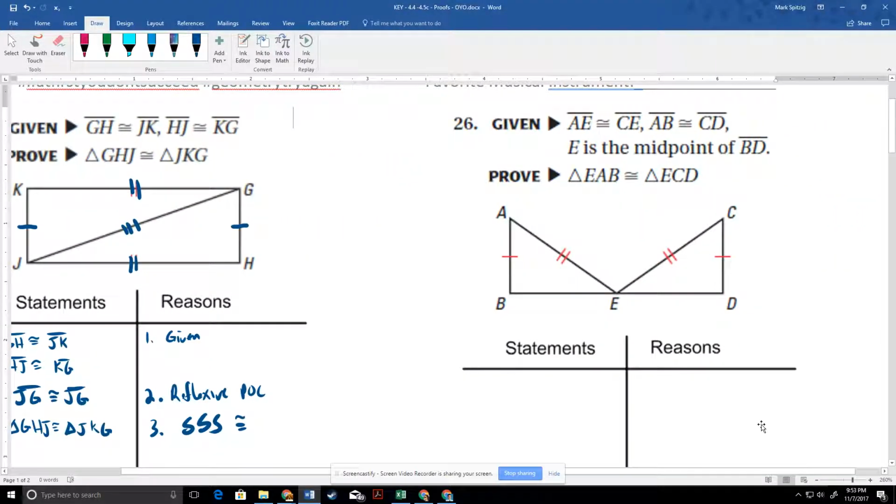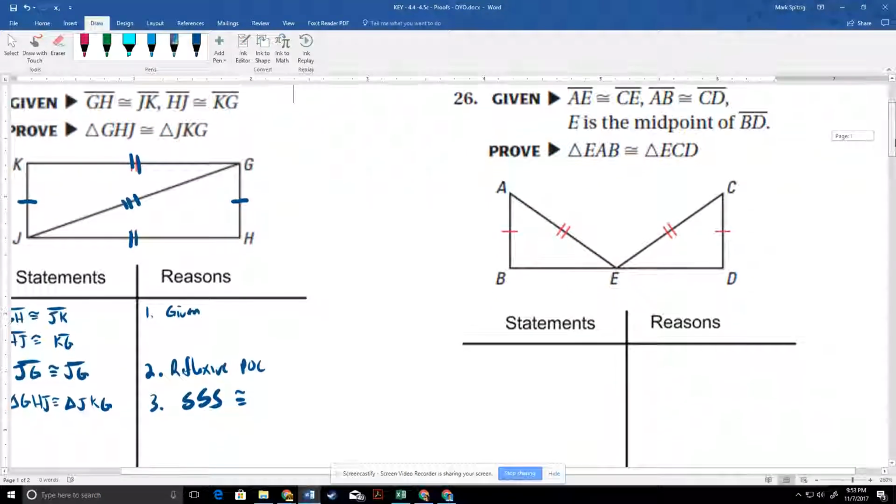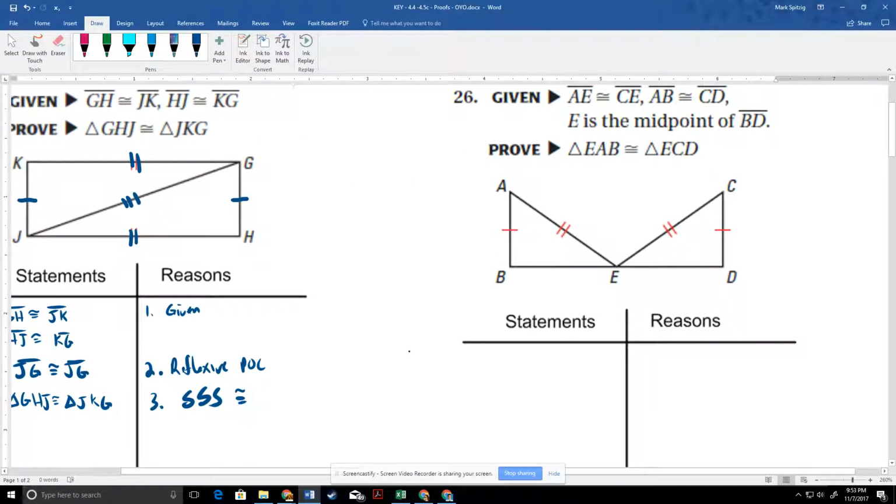There we go. Let's fit all these in here. All right, so we have some given information here. We have that AE is going to be congruent to CE, and we know that AB is going to be congruent to CD. And again, we look up here and we say, okay, they're marked already, so we're good. I'm just going to mark them A, B, C, D, A, E, E, C. Okay. And again, they're already marked and those were given.